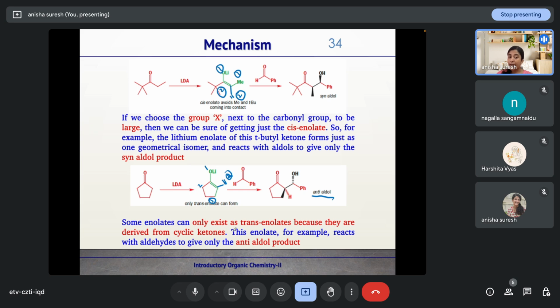So some enolates can only exist as trans enolates because they are derived from cyclic ketones. This enolate, for example, reacts with aldehydes to give only the anti-aldol product. Here aldehyde it is. Okay. This is clear. So this is the concept of diastereoselectivity in aldol reactions. Clear?